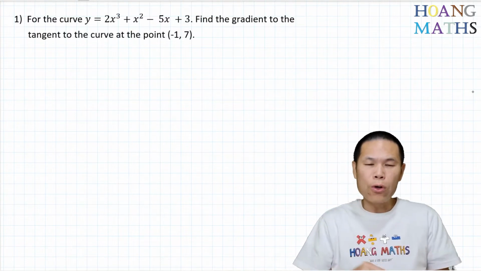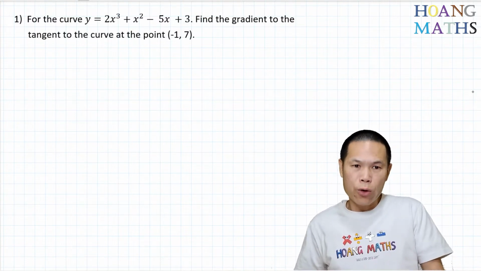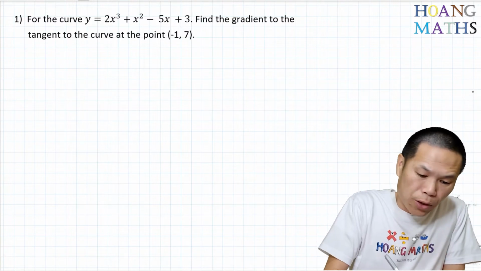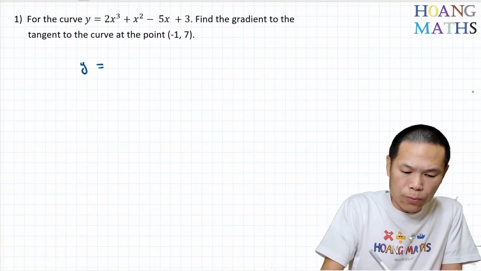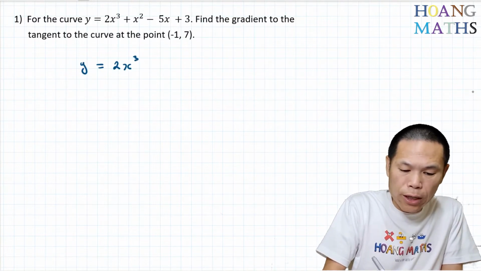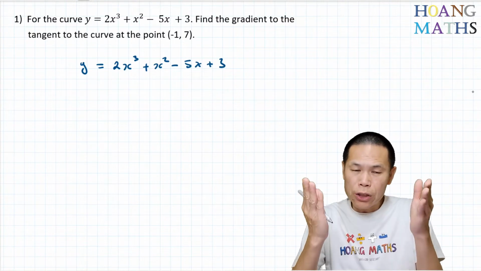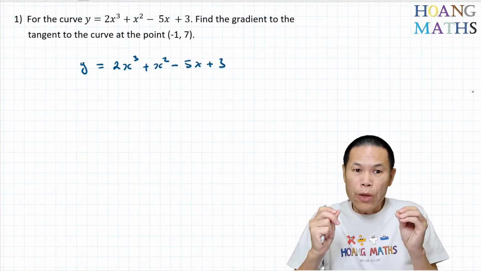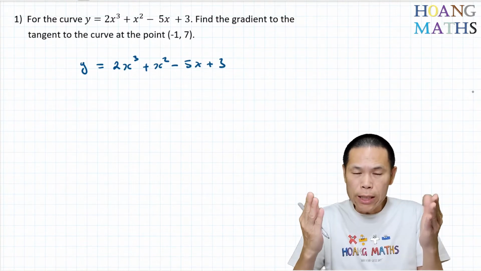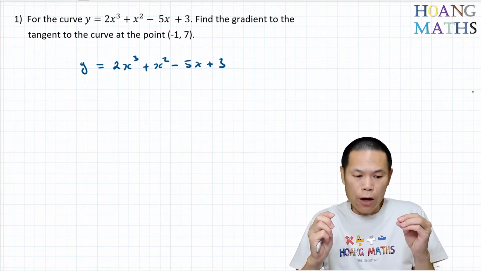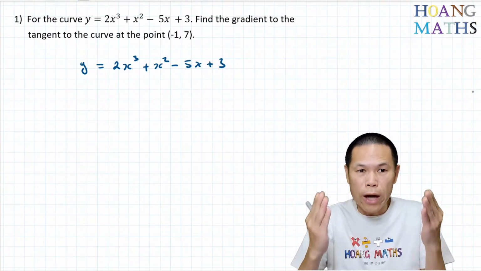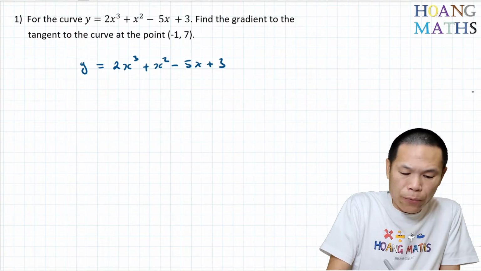First of all, let me write down the equation of the function. y equals 2x^3 plus x^2 minus 5x plus 3. So this is the function. We need to find the gradient of the function first. The gradient is the differentiation of the function, so that is dy/dx. Let me find dy/dx first.